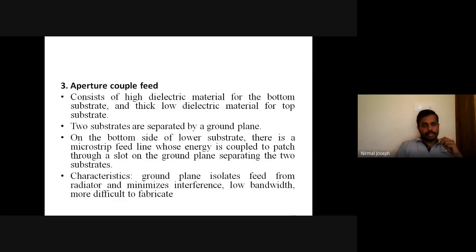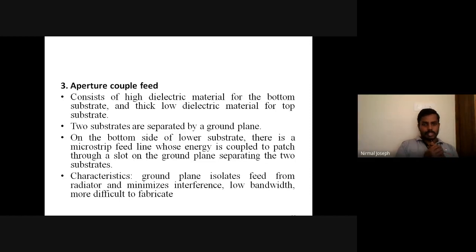And the third one is aperture coupled feed. Okay, we'll see what it is. It consists of high dielectric material for the bottom substrate and thick low dielectric material for the top substrate. Here the substrate itself is divided into two. Two substrates are separated by a ground plane. Here the ground plane is in between these two substrates.